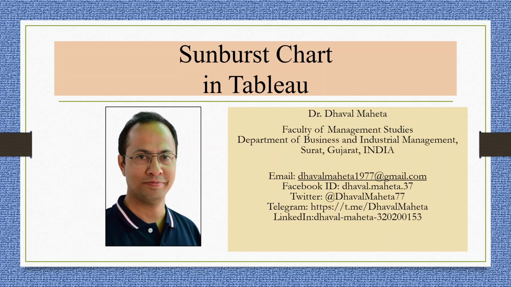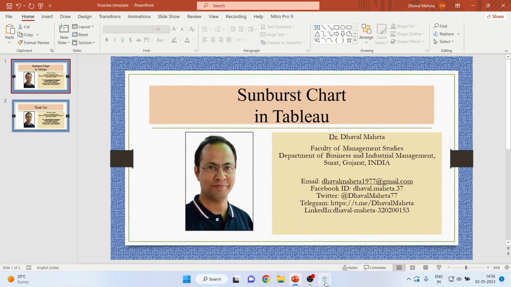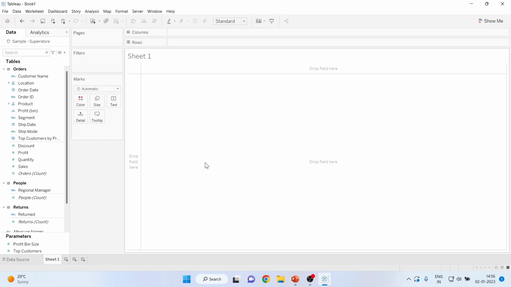This is Dr. Dhaval Maheta, and today we are going to understand how to generate a Sunburst chart in Tableau. So for this, we will go into the environment of Tableau. In Tableau, variables are divided into two parts. The first one is dimension and the second one is measure.